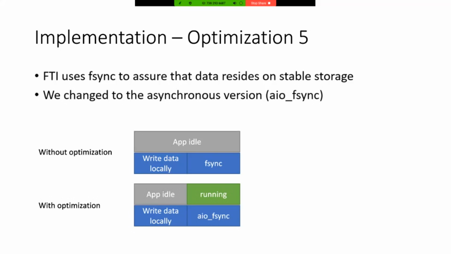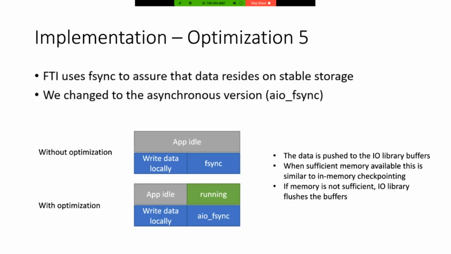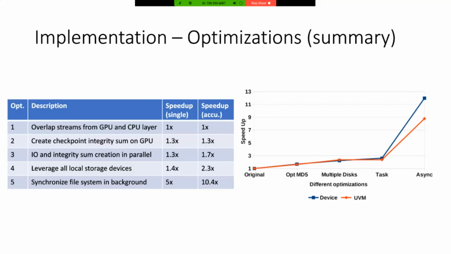However, there's a library that offers the possibility to do that thread-based. So we do the synchronization of the file system in the background while releasing already to the application. So the application can continue while we perform the synchronization of the file system. And this turns out also to be the biggest speedup in the end. So here are the optimizations.